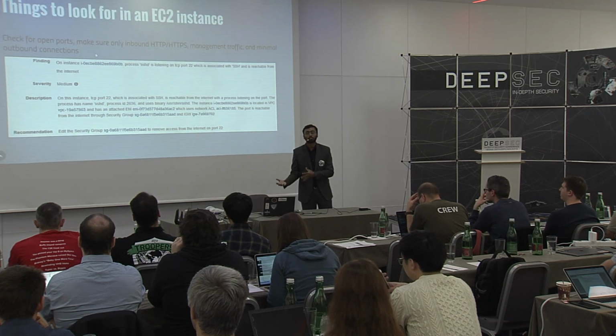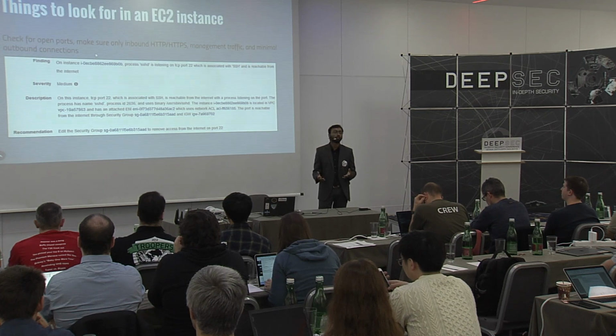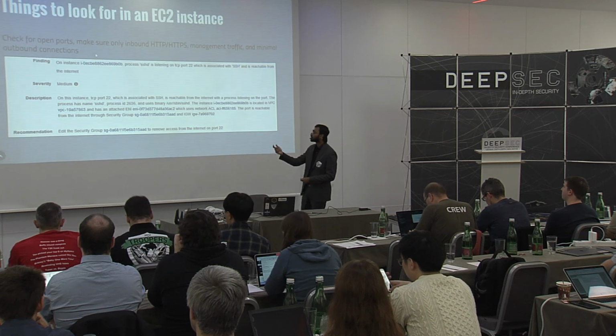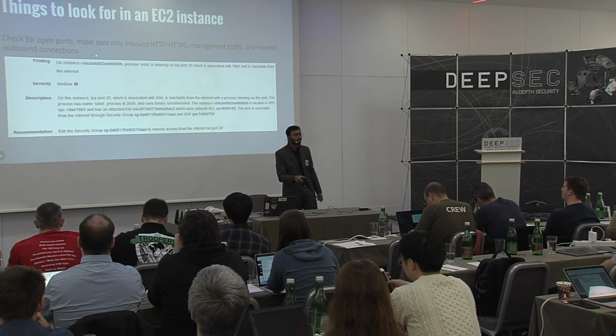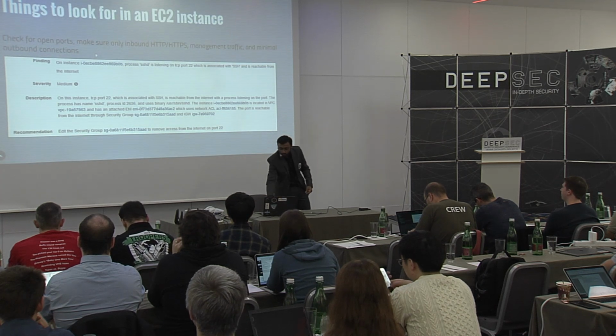From a DevOps perspective, you can go back and restrict the access to a few IP addresses or an IP address range or something like that. And it also gives a recommendation. It says to edit the security group that you are using to remove access from the internet on port 22.